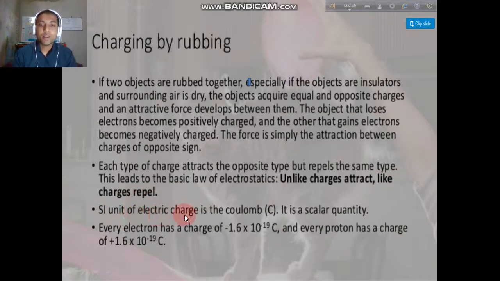SI unit of electric charge. The SI unit of electric charge is the coulomb, and it is a scalar quantity. Every electron has a charge of -1.6 times 10 to the power -19 coulomb, and every proton has a charge of +1.6 times 10 to the power -19 coulomb.